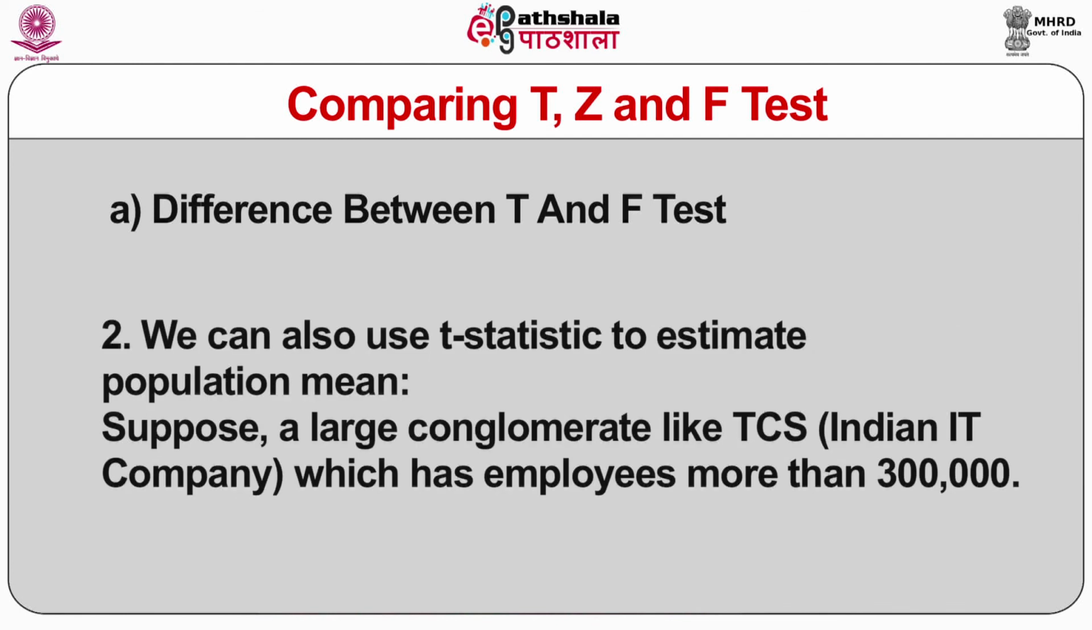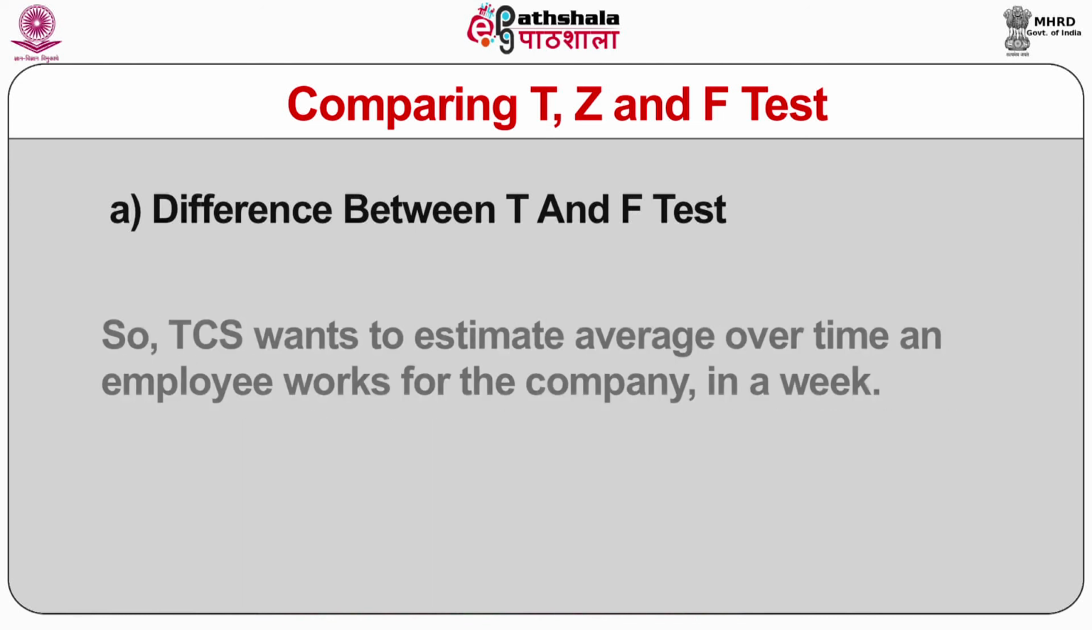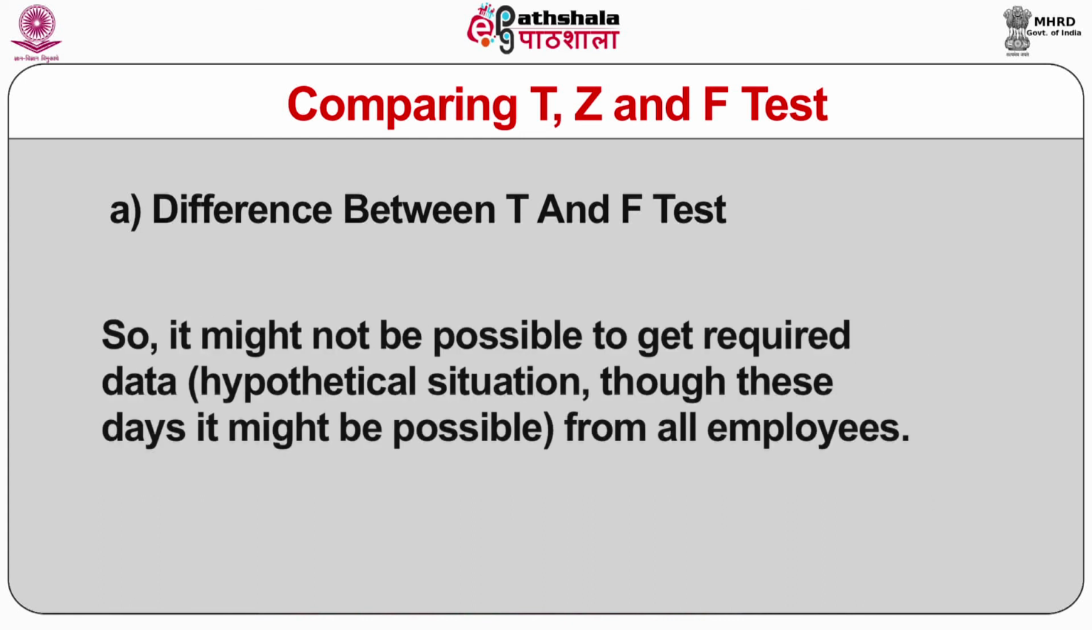Second, we can also use the T statistic to estimate the population mean. For example, suppose a large conglomerate like TCS, one of the Indian IT companies, which has more than 3 lakh employees, wants to estimate the average overtime an employee works for the company in a week. It might not be possible to get the required data. It's a hypothetical situation, though these days it might be possible.